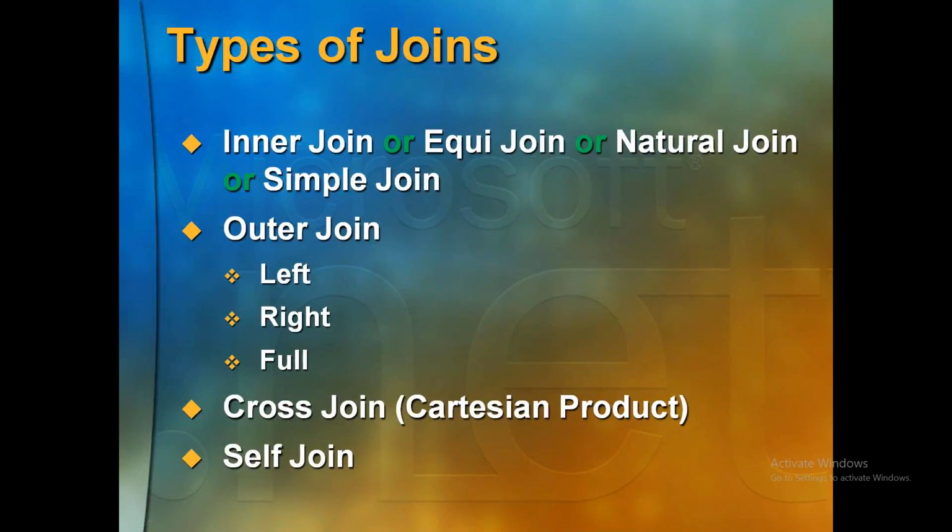Types of joins in SQL. Not only in SQL Server, Oracle, MySQL, Teradata, Netezza, any SQL software you're talking about. These are the joins we have: inner join, or equi join, or natural join, or simple join. We can have outer. In outer, we have left, right, and full. Then cross join, Cartesian product, and self join.